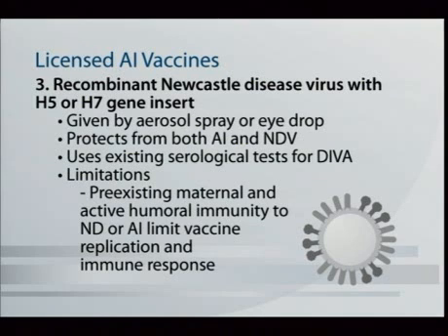This technology can use the existing serological test as a DIVA for avian influenza as well as Newcastle, but there are certain limitations. For example, you have to know the present antibody status of the birds you are immunizing, because if you have high maternal or active immunity, this vectored vaccine will not grow properly and produce a primary immune response.